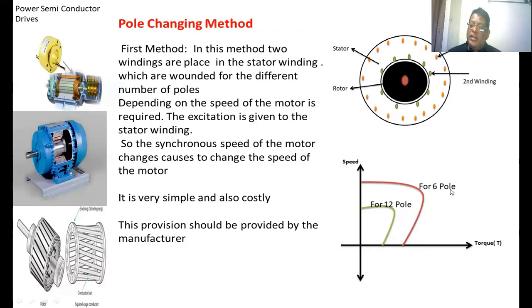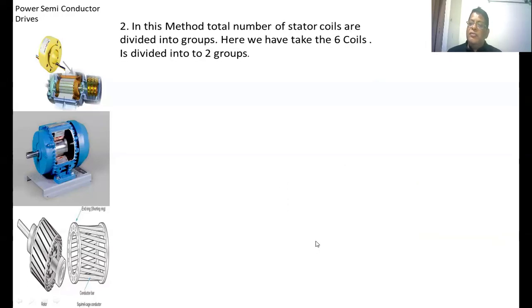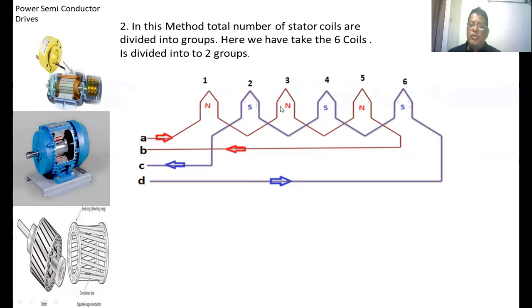In the second method, we assume that six coils are present, which are divided into two groups. This is coil 1, this is coil 2, this is coil 3, this is coil 4, this is coil 5, this is coil 6. The first group is nothing but 1, 3, 5.